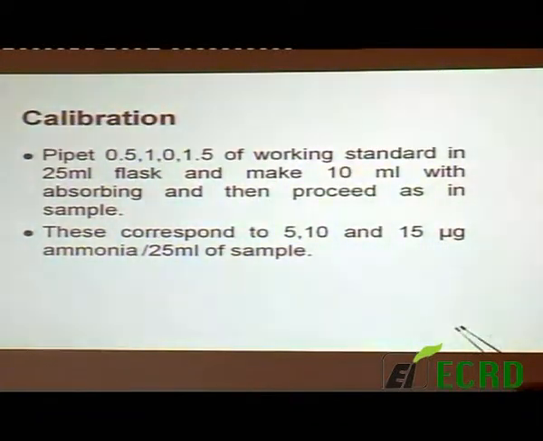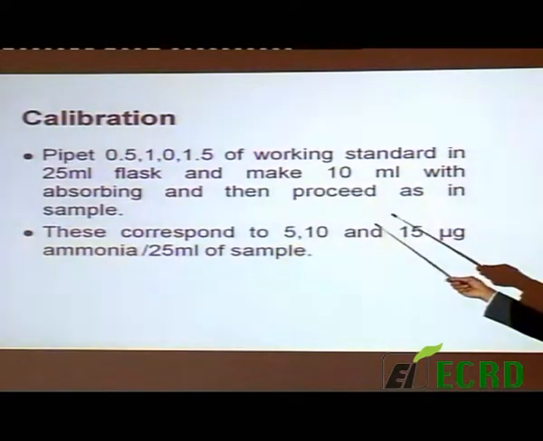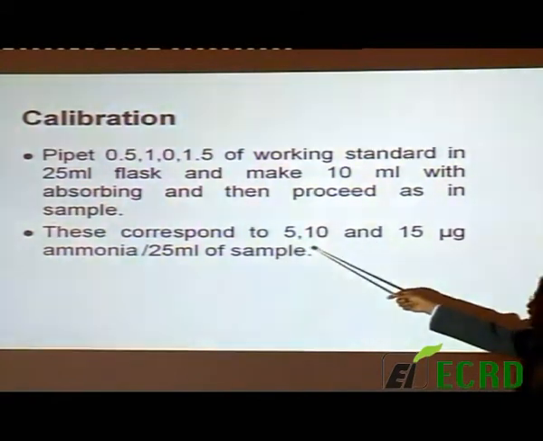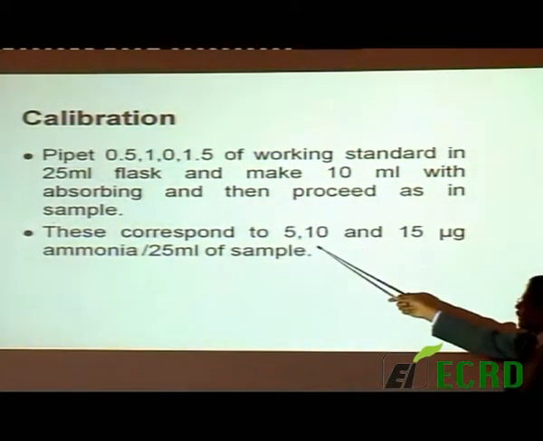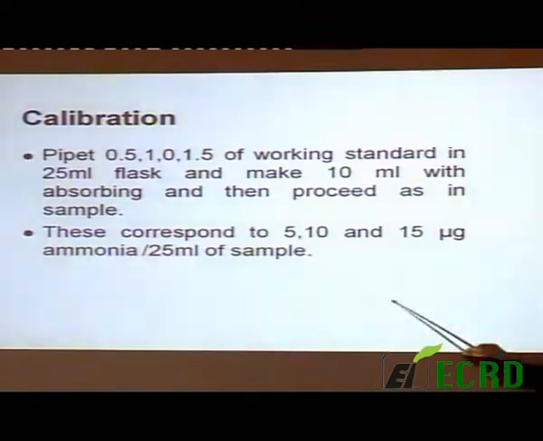For calibration purpose, pipette 0.5, 1 or 1.5 ml of working standard solution into a 25 ml flask and make up to 10 ml of the absorbing solution, and then proceed as in the sample. These 0.5 ml will correspond to 5, 1 will correspond to 10, and 1.5 will correspond to 15 microgram ammonia per 25 ml. So you prepare a calibration graph.